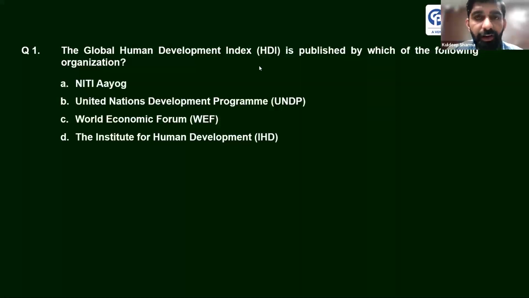Which we have specifically curated from the Hindu newspaper as well as the Indian Express. So let's start with today's first question. First question is from the Global Human Development Index.